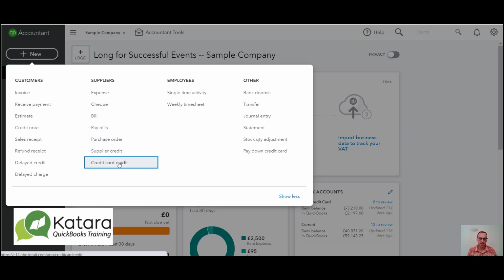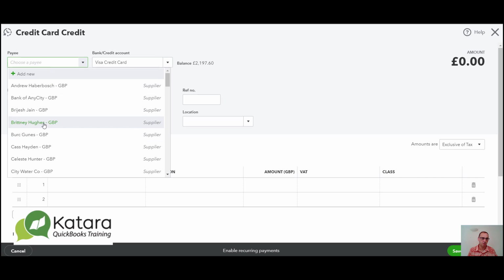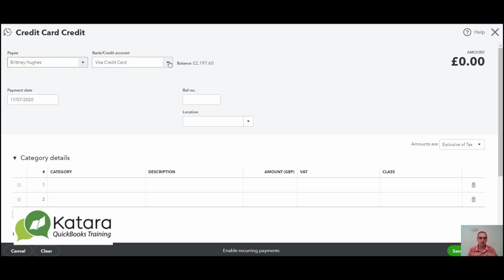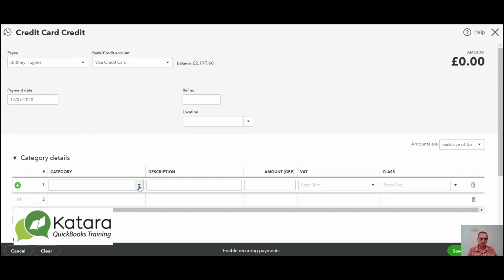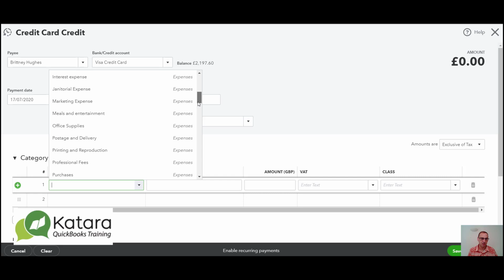So credit card credit, if I open up that screen, again I would put the details of a particular supplier that I'd returned the goods for. I would specify the credit card if I've got more than one, but it's only offering me the option of one because that's all I've got in my QuickBooks. And the payment date when the money's gone back into my credit card account, and I would be selecting the category saying what kind of expenditure was the expense related to that we've now returned the information for.